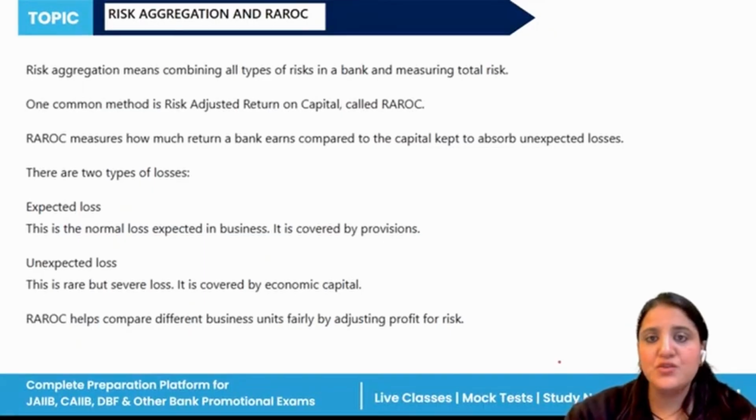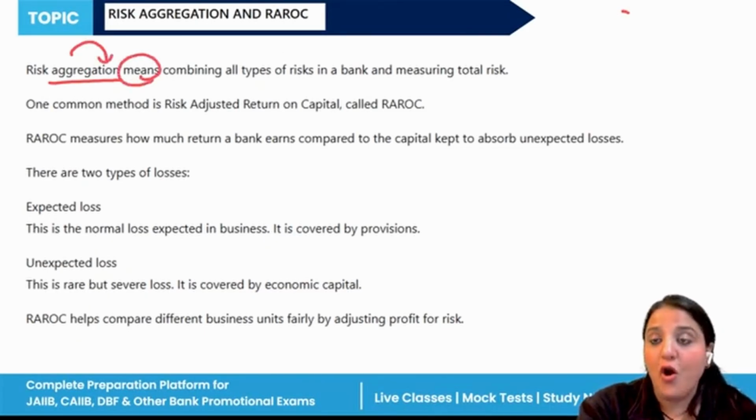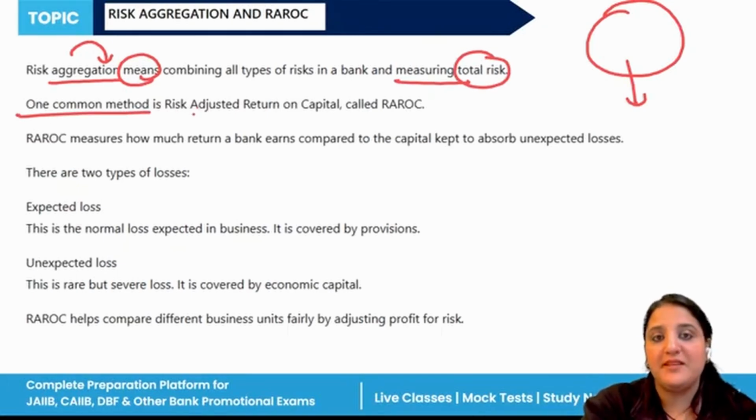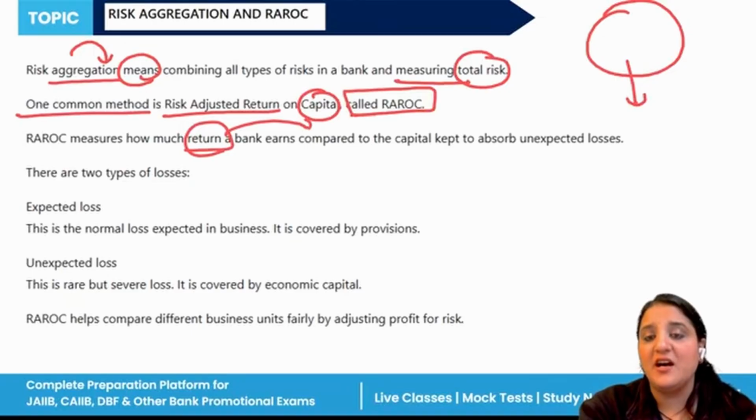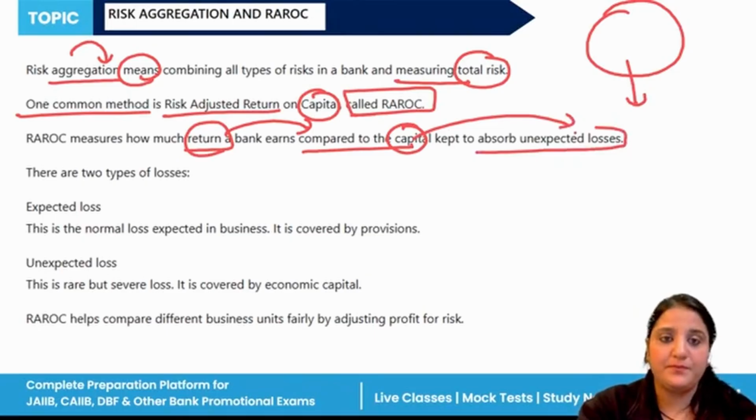Next question is about risk aggregation. Risk aggregation means the combination of all types of risk in a bank that measures total risk. One common method is risk adjusted return on capital, which is called RAROC. It measures how much return a bank earns compared to the capital kept to absorb unexpected losses.